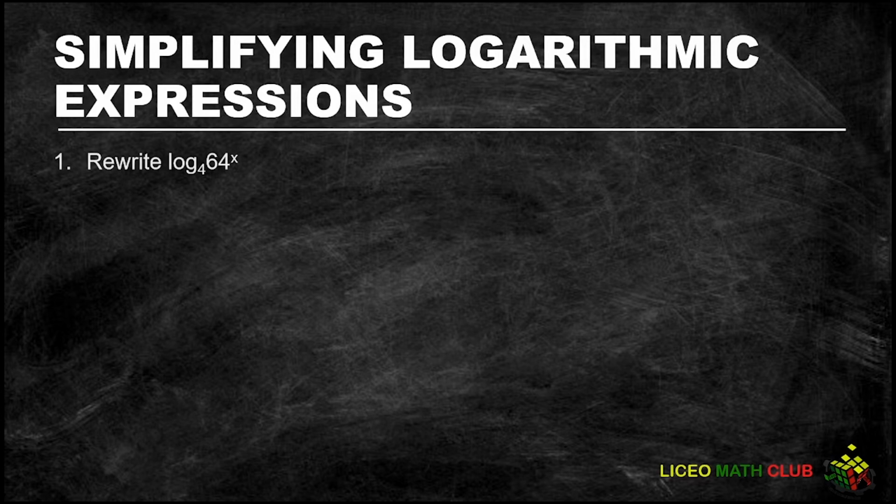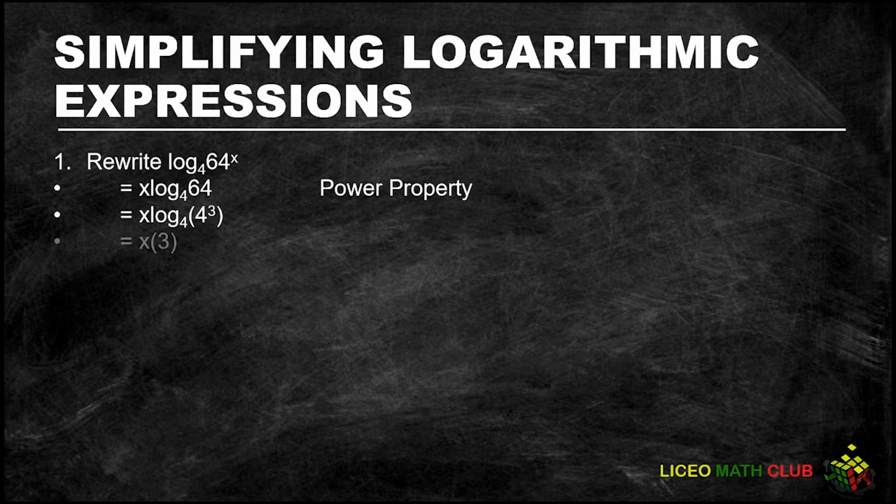Number 1. Rewrite log base 4 of 64 raised to x. By the power property, this expression will become x times log base 4 of 64. That is then equal to x times log base 4 of 4 cubed. Log base 4 of 4 cubed is equal to 3, so the expression is now equal to 3x. Therefore, log base 4 of 64 raised to x is equal to 3x. Number 2.